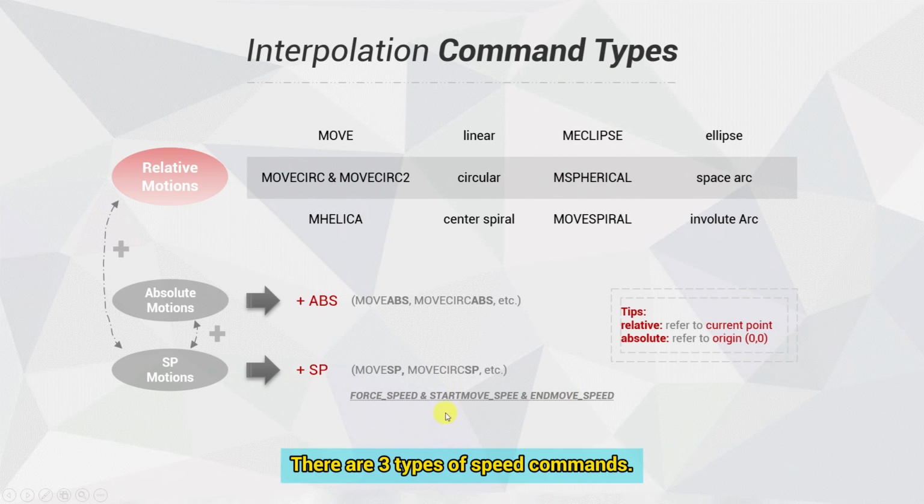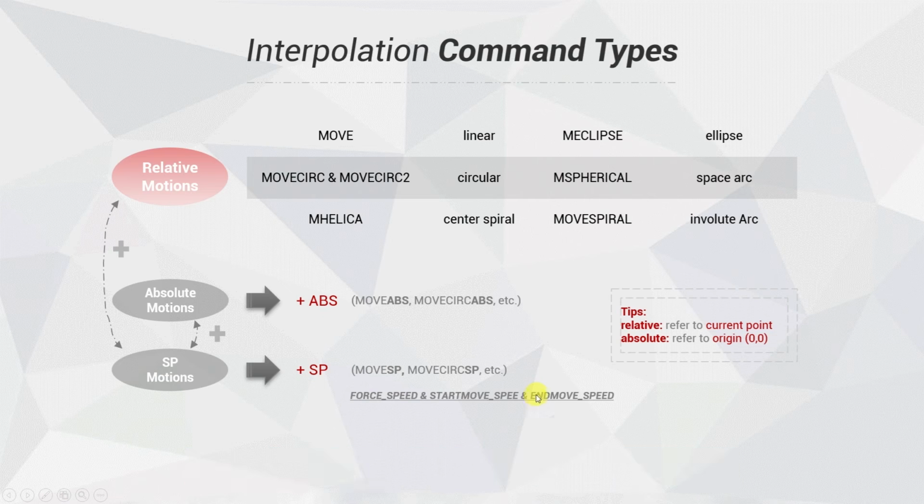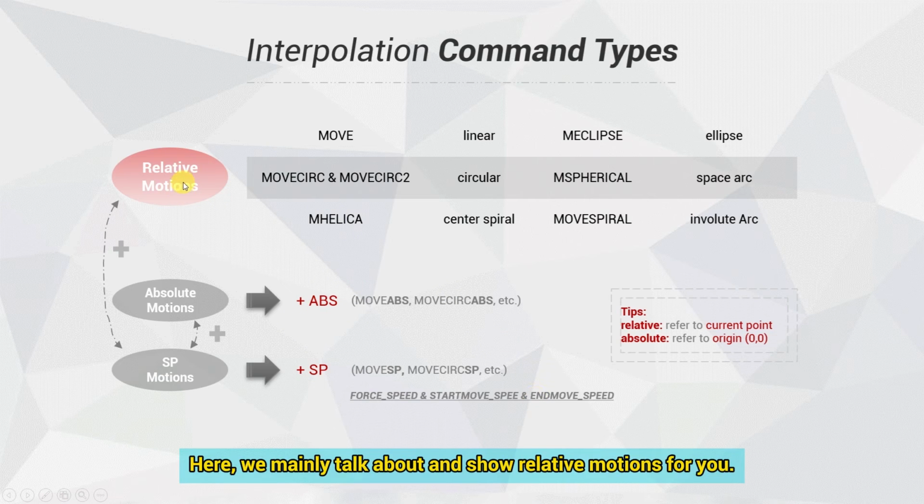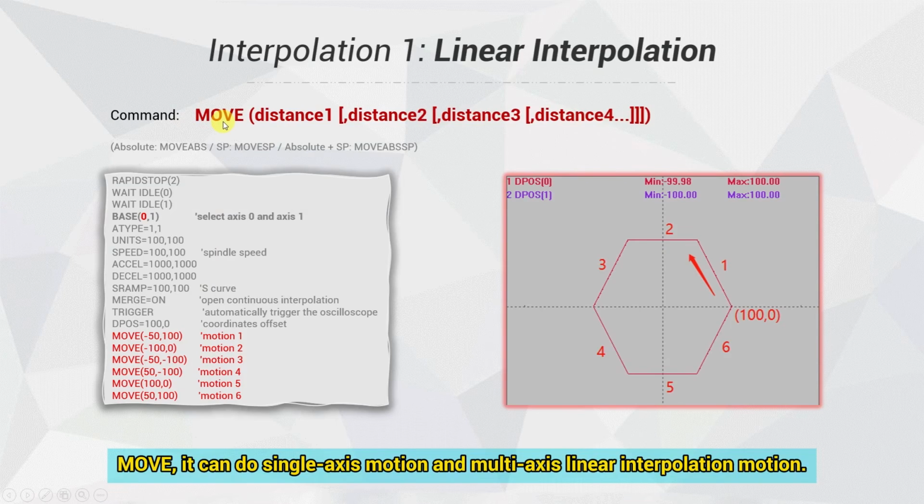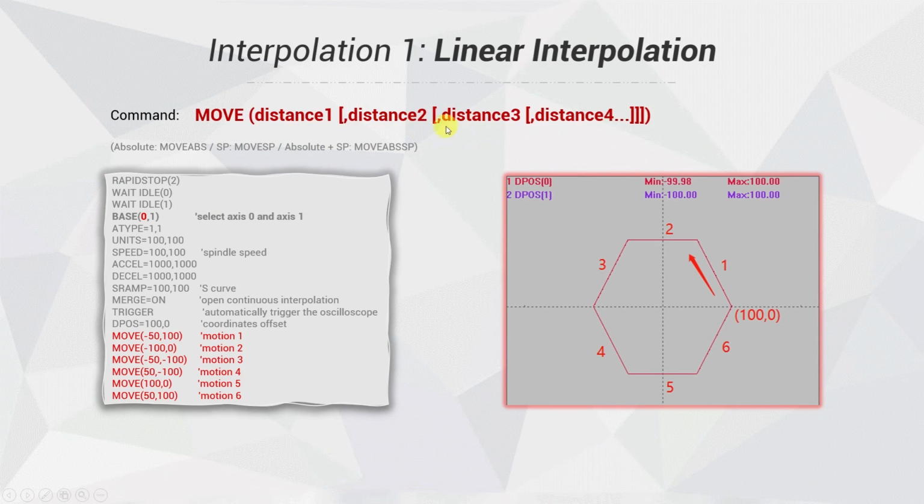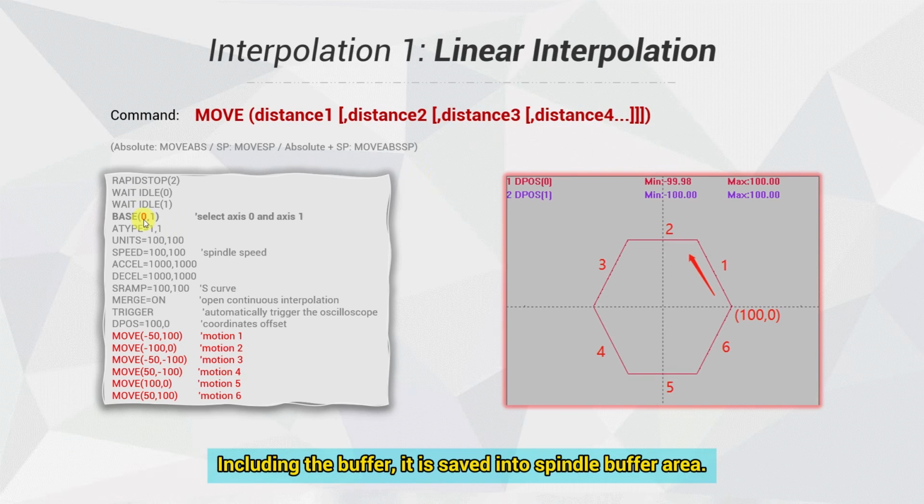There are 3 types of speed commands. Obviously, starting speed, motion speed, and the end speed. Here, we mainly talk about and show relative motions for you. Move can do single-axis motion and multi-axis linear interpolation motion. You only need to fill in distance. For interpolation, as mentioned before, it uses the main axis parameter configurations, including the buffer. It is saved into the spindle buffer area.